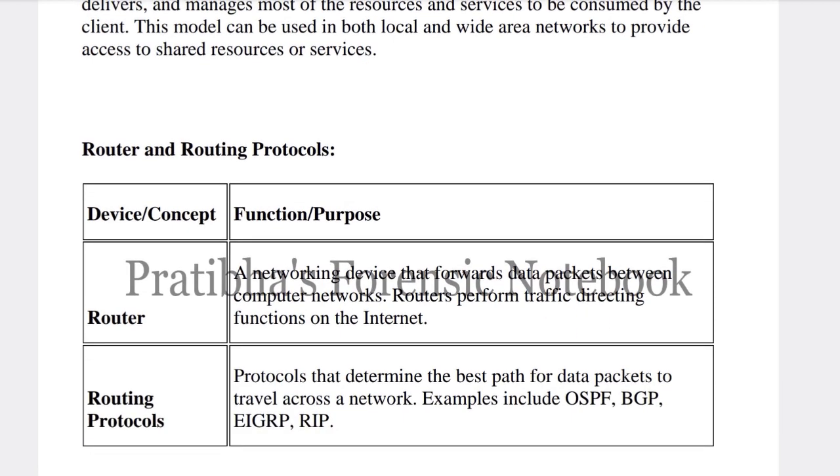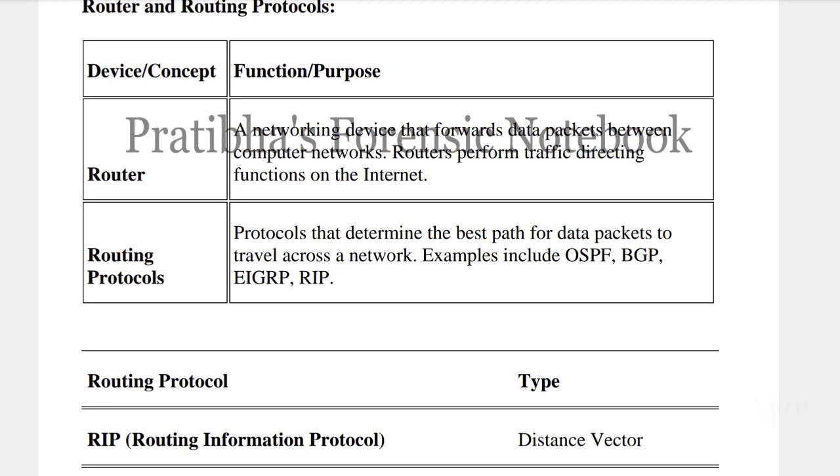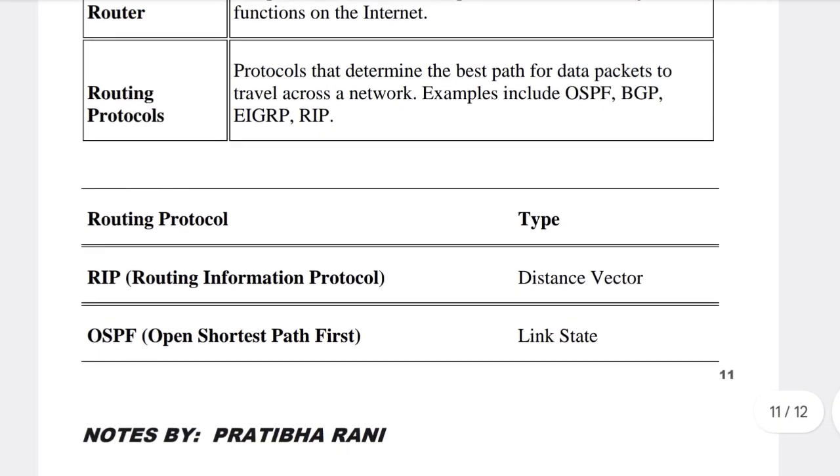So a router is basically used to provide data, and it gives the data in the form of packets between computer networks. Okay, then it uses some protocols such as OSPF, BGP, EIGRP, and RIP. So here I have written the full forms of these particular routing protocols. You just go through it, guys. Only full forms can be asked. Not much detail will be asked about this.